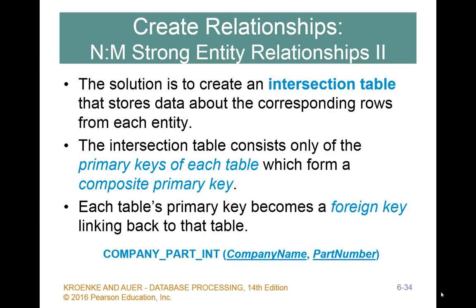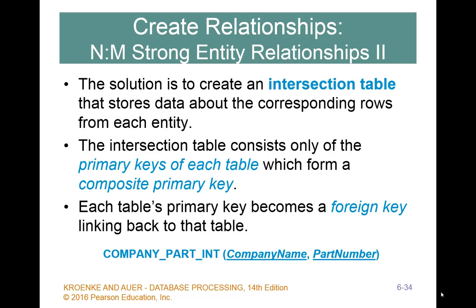So what we have to do in these situations is create what's called an intersection table. The intersection table stores data about the corresponding rows from each entity, the corresponding rows from that many-to-many type relationship. Now the intersection table will consist of only the primary keys of each table, which will form a composite primary key in that intersection table that maps back to its parent.